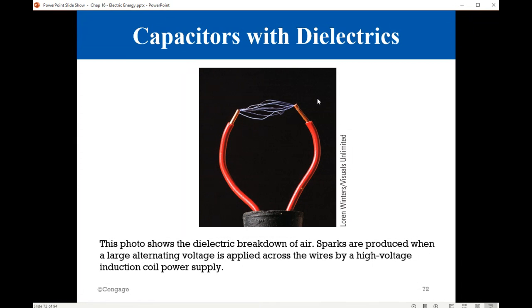This is another example of the discharge of a capacitor. When you charge a capacitor and connect it to electrodes like this, if the potential difference between the plates is high enough, if the energy was high enough, then you will have a spark here. You will have a spark, okay?